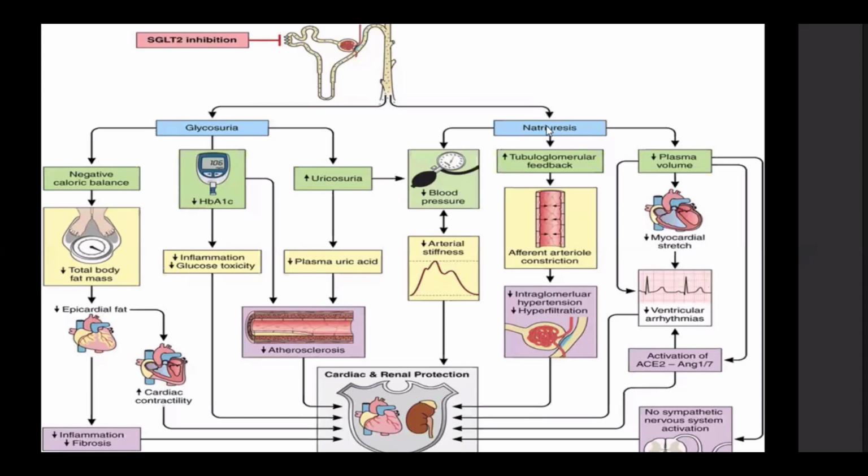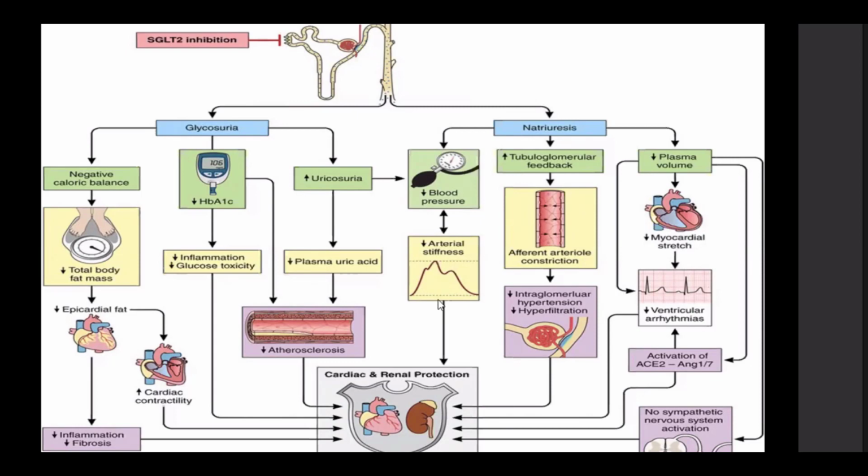Secondly, about the natriuresis. When you have more sodium in the urine and less sodium in the blood, you will have decreased blood pressure. This will lead to a decrease in arterial stiffness, and obviously this is going to be very cardiorenoprotective. The other thing is the tubular feedback mechanism. When you have natriuresis, there is constriction of the afferent arterioles, and this results in a decrease in hyperfiltration through the glomeruli. Again, you have more renoprotective benefit of these inhibitors.